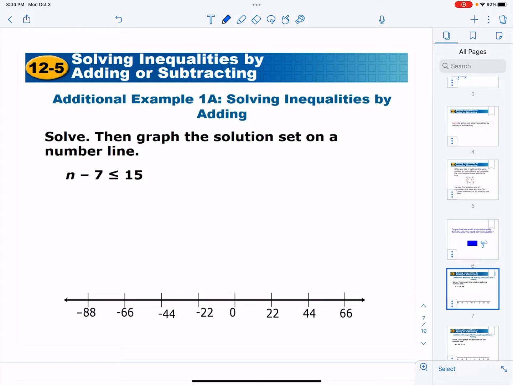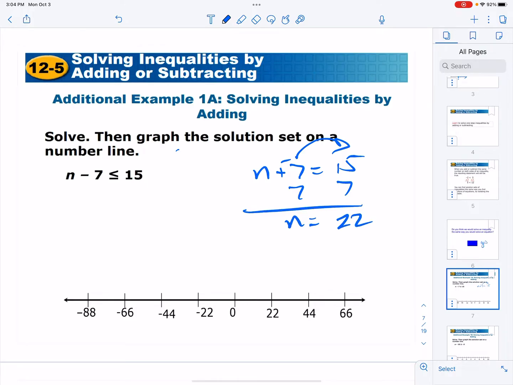Okay, and the problem says n minus 7 is less than or equal to 15. So if this were an equation, if this were n minus 7 equals 15, what we would first do is change my subtraction to addition next to its opposite, and then I would move the -7 to the other side by adding a +7. So n is equal to 22.